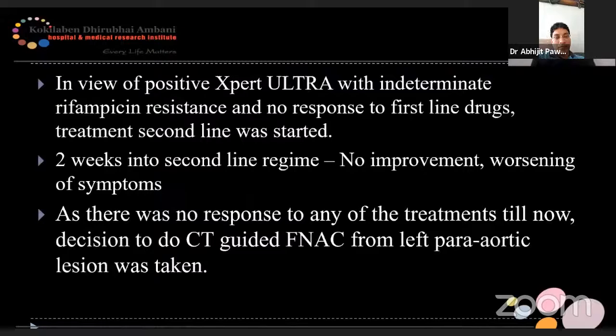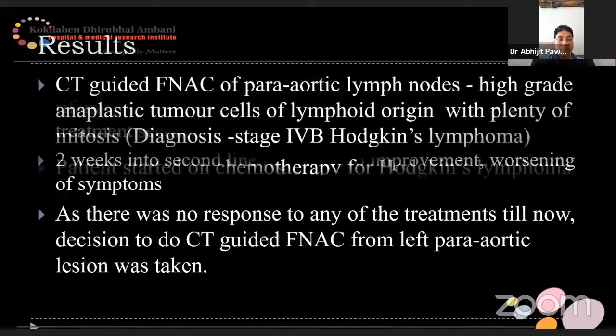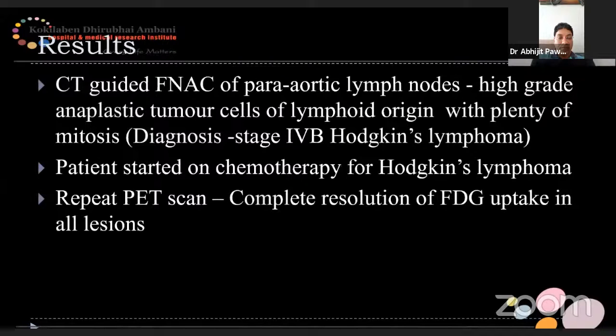In view of positive GeneXpert Ultra with indeterminate rifampicin resistance and no response to first-line drugs, treatment with second line was started. Two weeks into the second line regimen, no improvement was seen and there was worsening of symptoms. As there was no response to any of the treatment till now, a decision was made to do CT guided FNAC from the left para-aortic lesion. CT guided FNAC of left para-aortic lymph nodes showed high-grade anaplastic tumor cells of lymphoid origin with plenty of mitosis. Diagnosis of stage 4B Hodgkin's lymphoma was made.